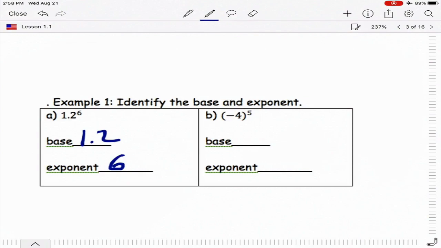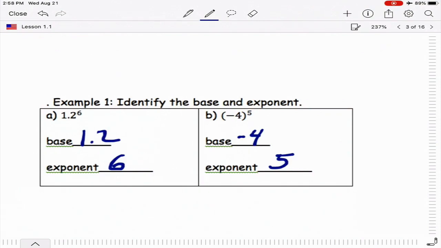I definitely recommend moving forward, always read the directions. I know your teachers have told you that many years ago, and I'm still telling you right now, always read the directions. Okay, B. Once again, we're identifying the base and the exponent. So notice how the -4 has parentheses. That is huge. With the parentheses, my base is -4. And then the exponent most kids will get right, and that is 5.